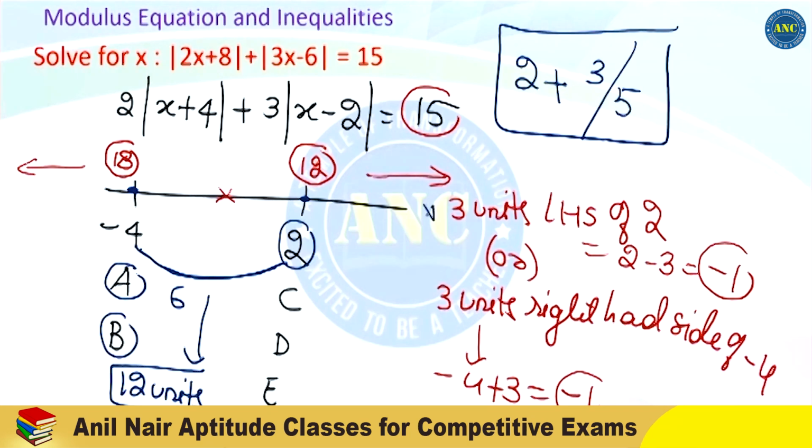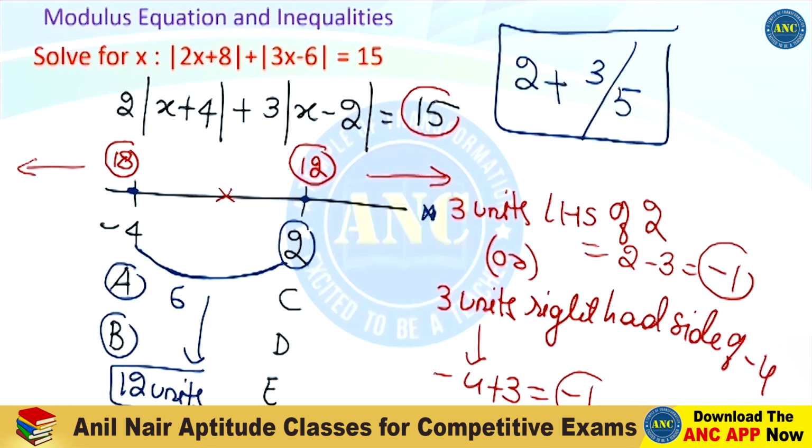I hope this idea is clear, right? From 12 I require 15, so 3 units. 12 to 18 means the value is growing. 3 units to the LHS of 2 or 3 units to the RHS of 18. Idea clear? Next one.